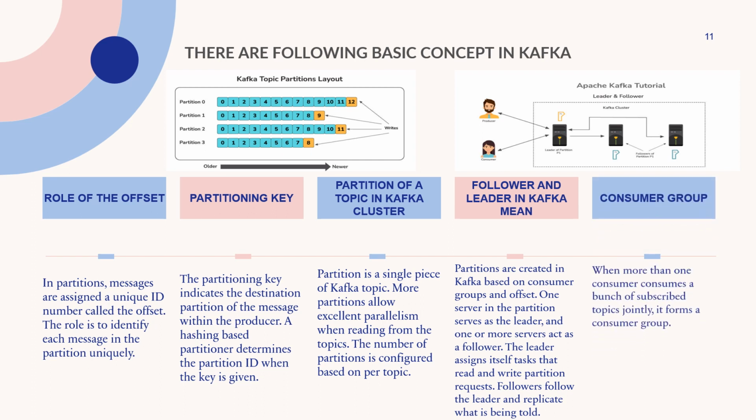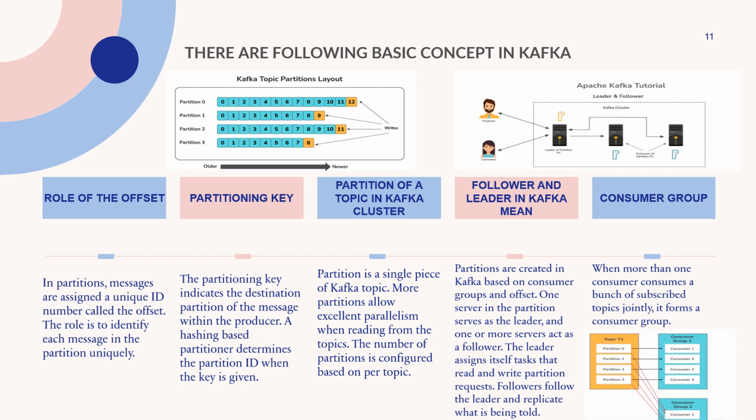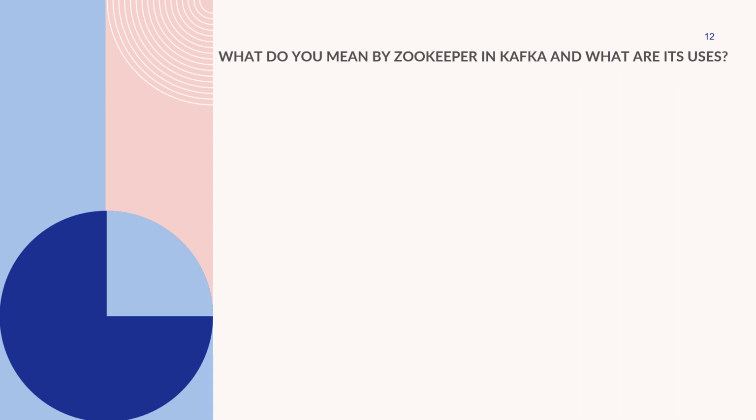The next one is the consumer group. When more than one consumer consumes a bunch of subscribed topics jointly, in the form of a consumer group, as we saw in that picture. So next, what do you mean by Zookeeper in Kafka and what are its uses?